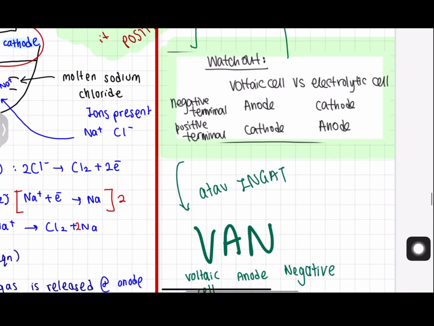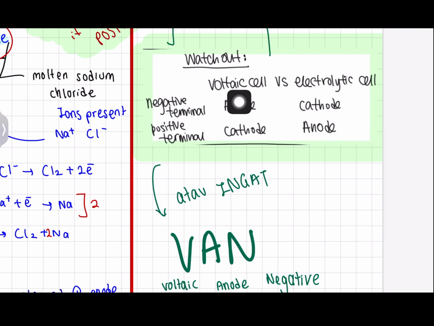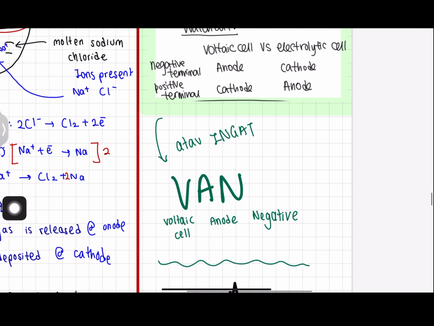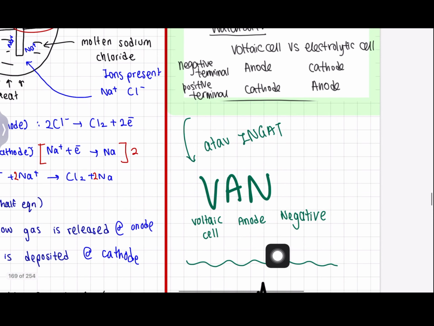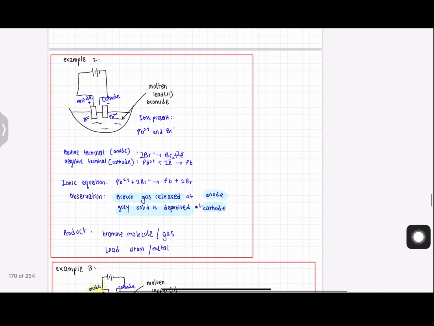Alright, so here's a quick reminder. You can remember that if in a voltaic cell the anode is negative, then in an electrolytic cell it's the complete opposite. So in an electrolytic cell, the anode is positive. Okay, let's look at another example.